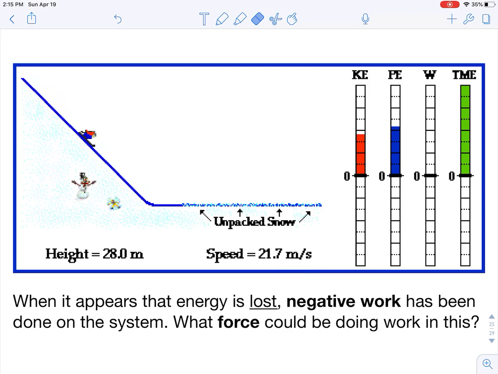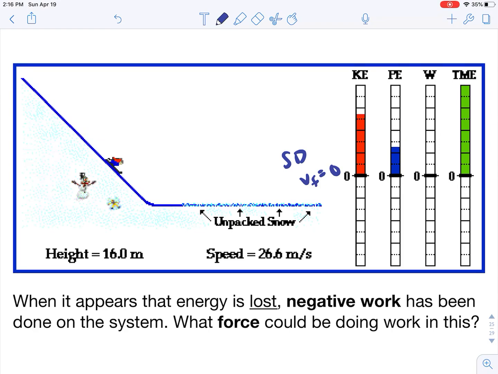So I have another little illustration animation here of this guy going down a hill. You see total mechanical energy stays the same, potential converts to kinetic. All of that stuff is still true, but what happens when he hits this kind of rough snow, this unpacked snow? All of the types of energies are disappearing. He's losing kinetic energy because he's slowing down and his final velocity ends up being zero. He eventually comes to a stop.